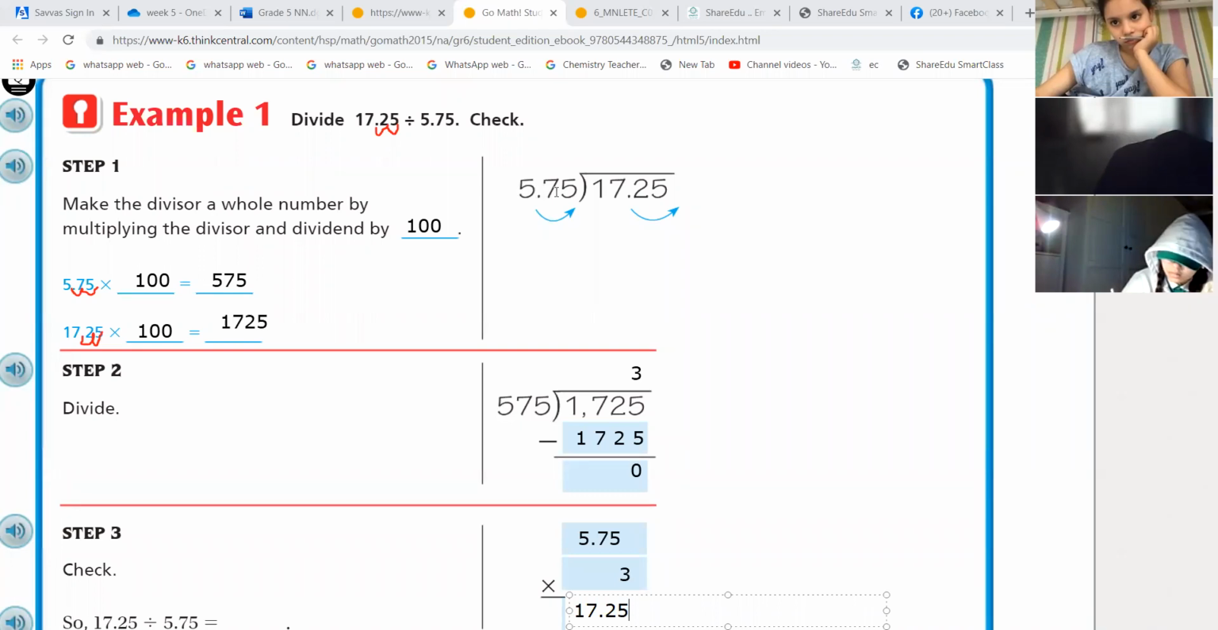If suppose after the point there was one number, I would have multiplied with 10, because with 10, it will only move one place. With 100, it moves two places. Now, next step, this division you have to understand here. 172. If I choose 1, it's less than 575. If I choose 17, it's less than 575. If I choose 172, it's less than 575. I choose all the four numbers and I check. When I check, I get 175 with 3. And I got 0 as a remainder. And then the last step to check, it's okay if you don't get it.